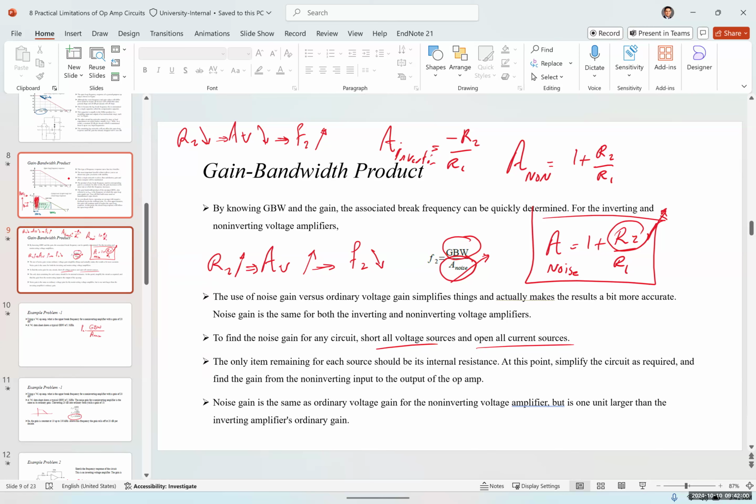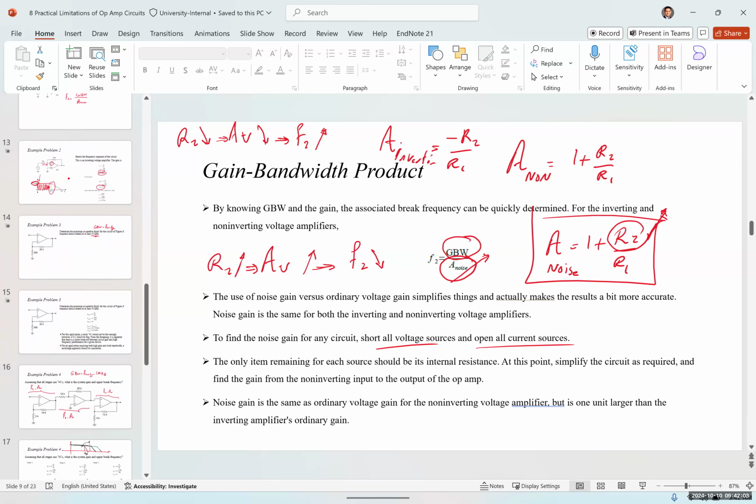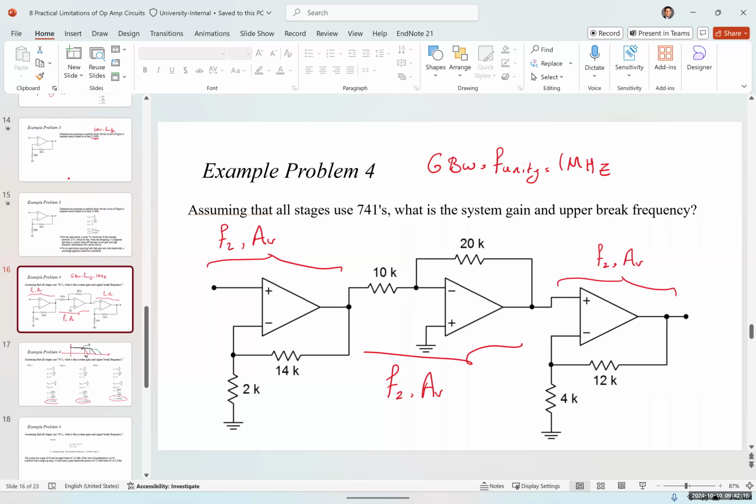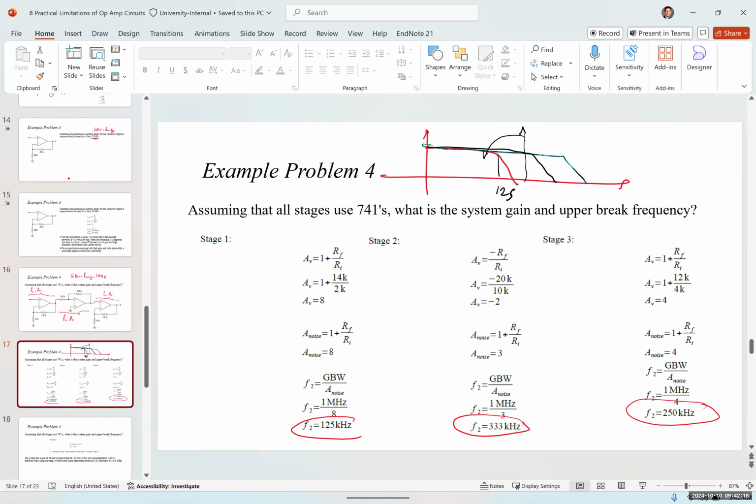Another way that we can address this is by simply having a multi-stage op amp amplifier, and we solved it for this one. When we solved this, we realized that for a multi-stage, each stage has its own upper cutoff frequency. One was 135 kilohertz, one was 330 kilohertz, another one was 250 kilohertz. And the upper limit of the system would be equal to the upper cutoff frequency of the one with the lowest cutoff frequency, which is 125 kilohertz.